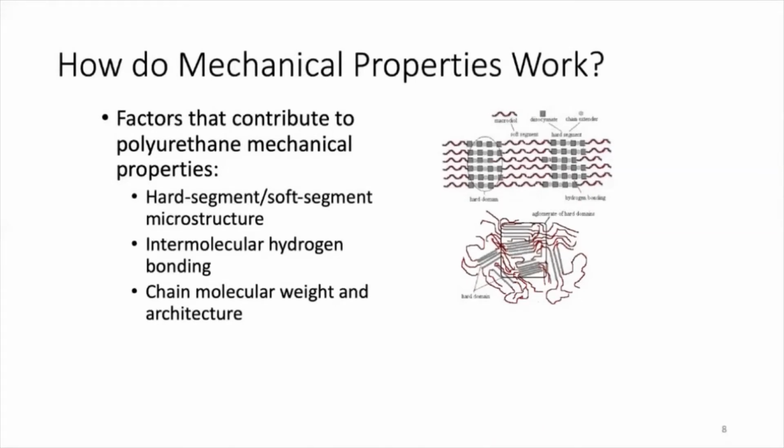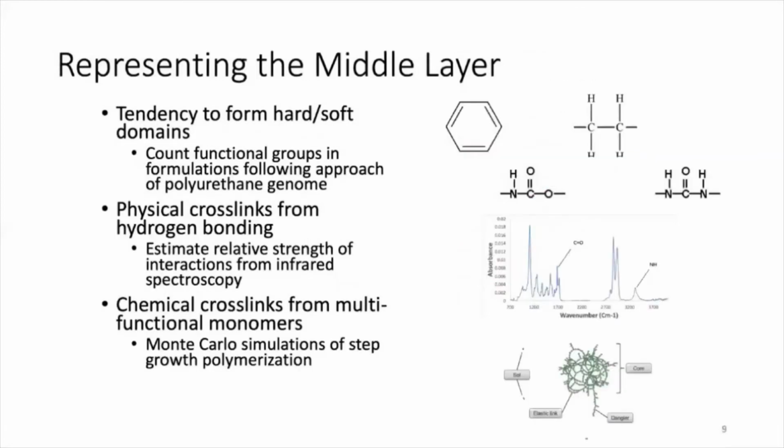One is the tendency of these polymers to microphase separate into a hard segment domain, which is shown as these gray plates, separated by the soft segment domains, which are shown as red lines. Another force is the intermolecular hydrogen bonding that exists between chains. And then finally, you've got the variable of the polymer molecular weight and architecture, which can depend greatly on whether you're using bifunctional or trifunctional monomers. And we have examples of both in this work.